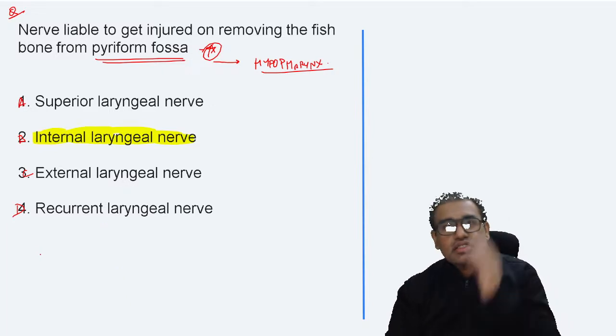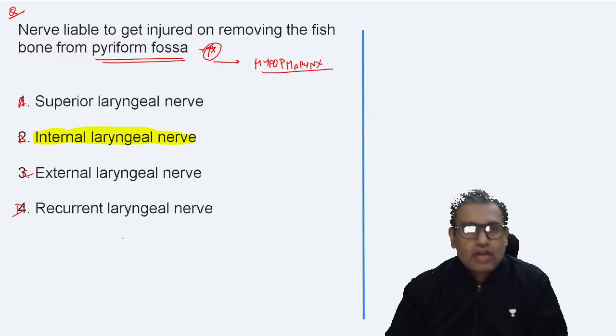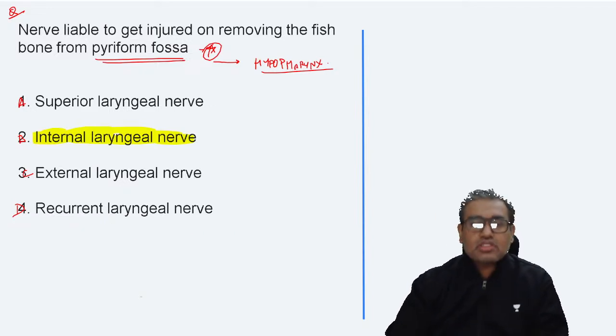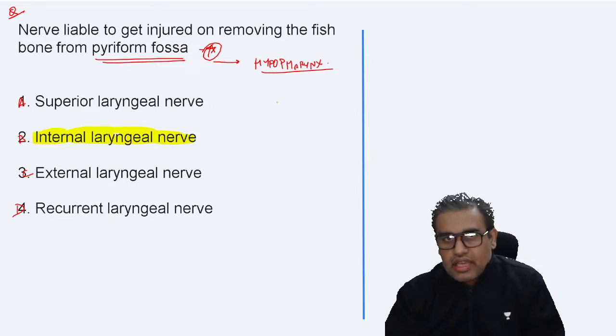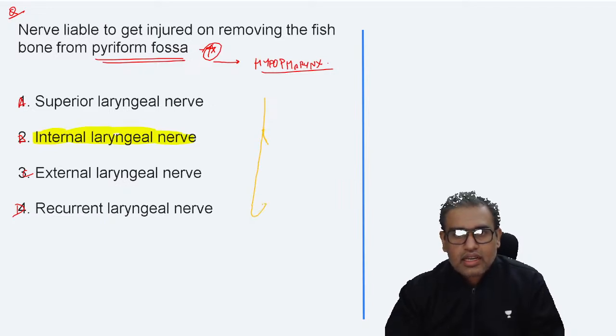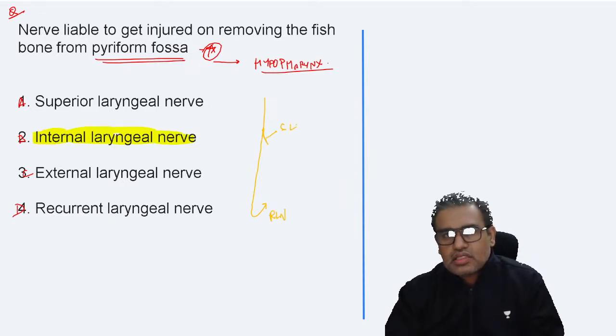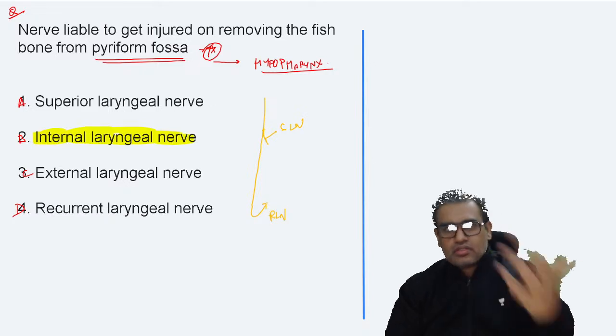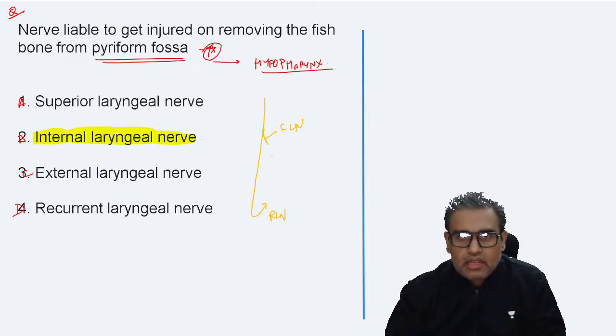Why? First of all, it is inside. How to answer these sort of questions if they come in the exam? Take the vagus nerve, for example. It gives off a superior laryngeal nerve, and as it goes down it gives off a recurrent laryngeal nerve below. Superior means it is present superiorly. Now this superior one will divide into internal and external, I for internal, E for external.